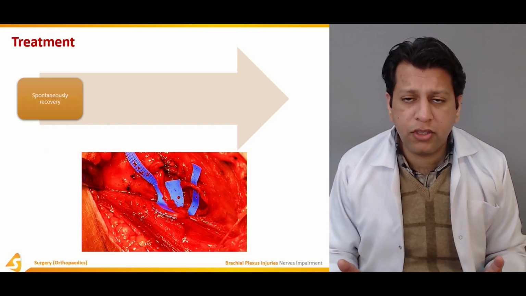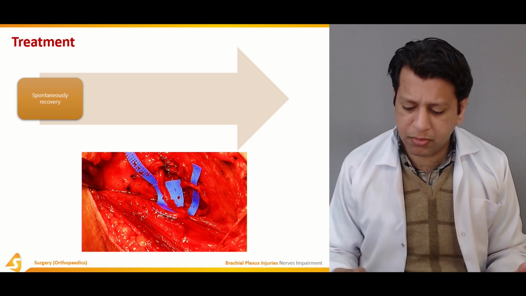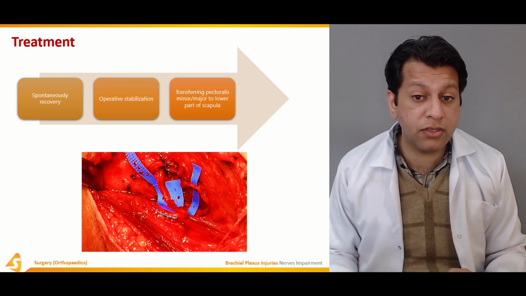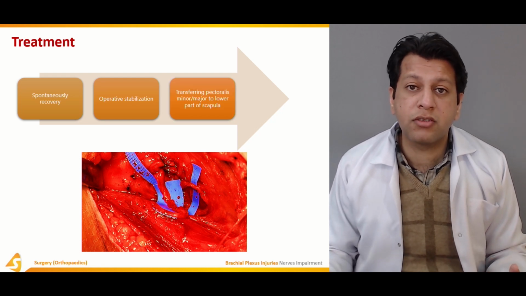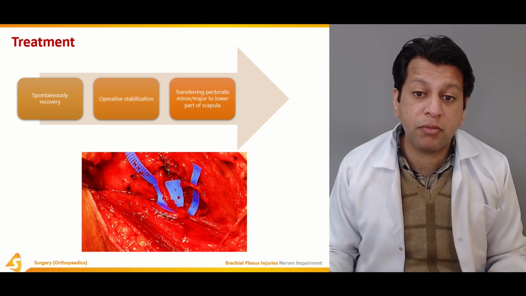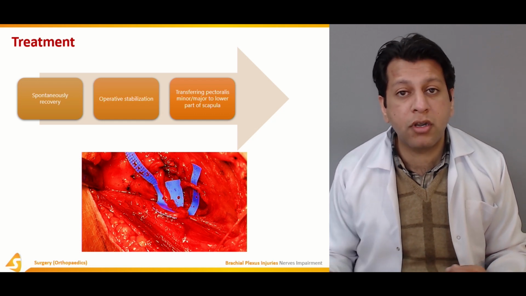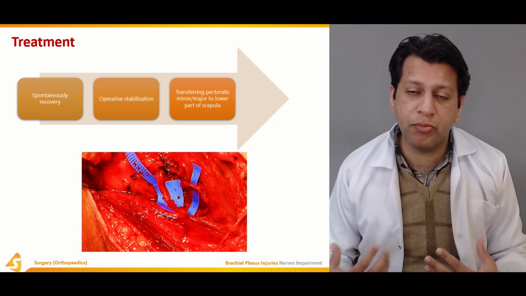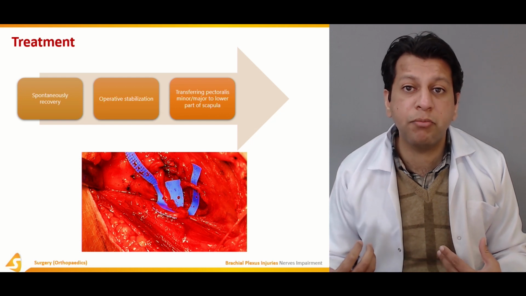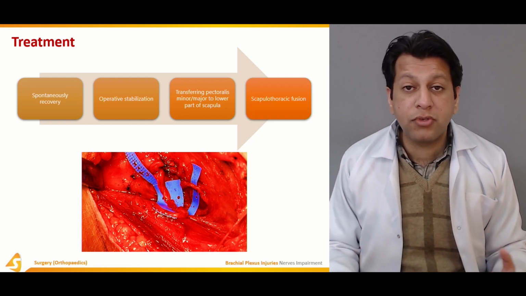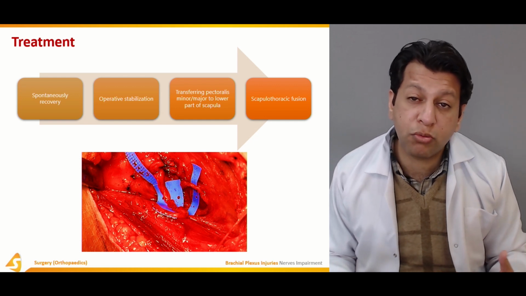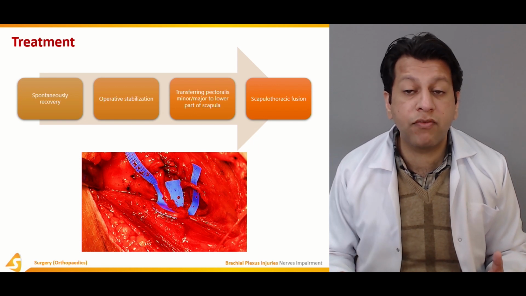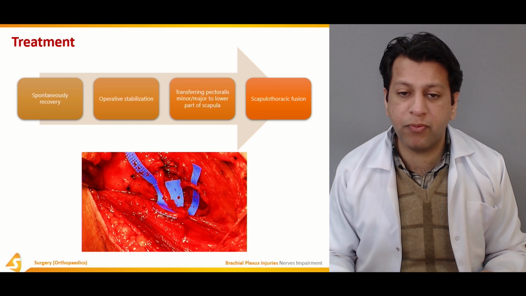Treatment: if it is neurapraxia, it would usually recover within 3 months. This is called spontaneous recovery. Otherwise, we may have to do some kind of operative stabilization. If it is more than 6 months, then the options include transferring the pectoralis major or minor to the lower part of the scapula, to restore the balance against the unopposed pull of the trapezius and rhomboids, and therefore reverse the medial winging of the scapula. Another option, if muscle transfer is not possible or has failed, is scapulothoracic fusion so that the medial winging of the scapula can be prevented.